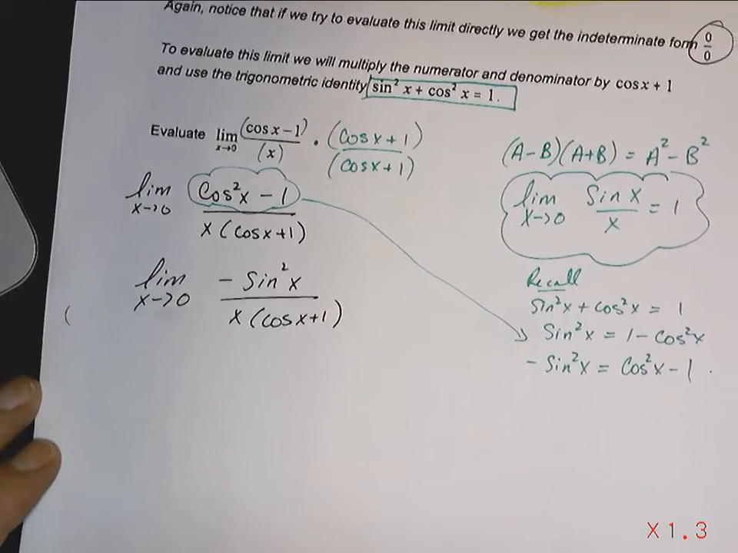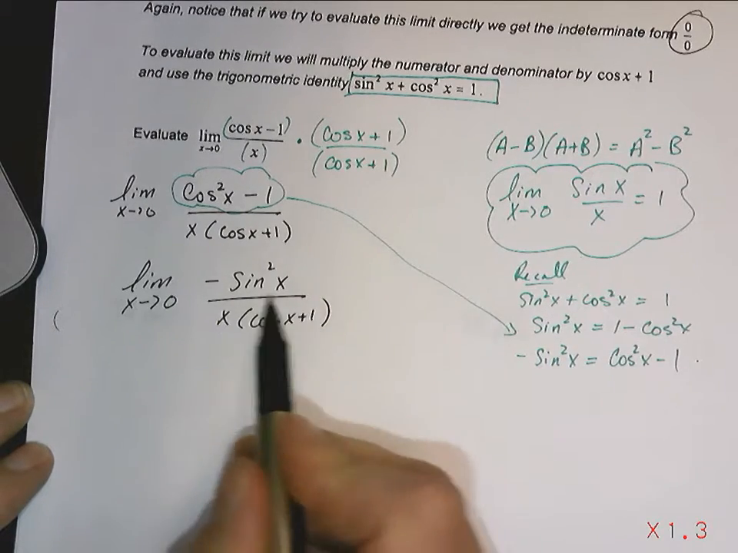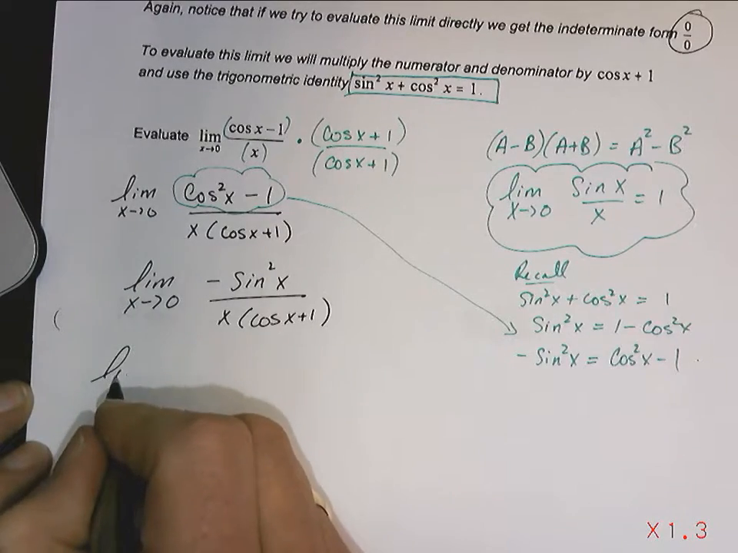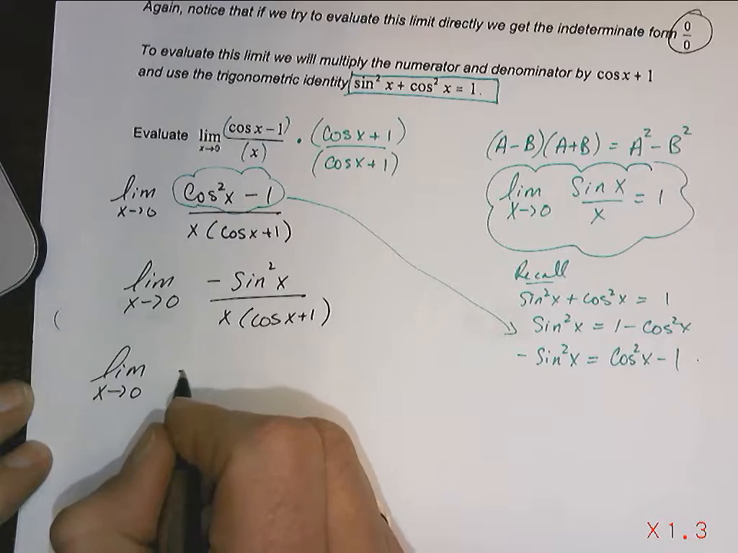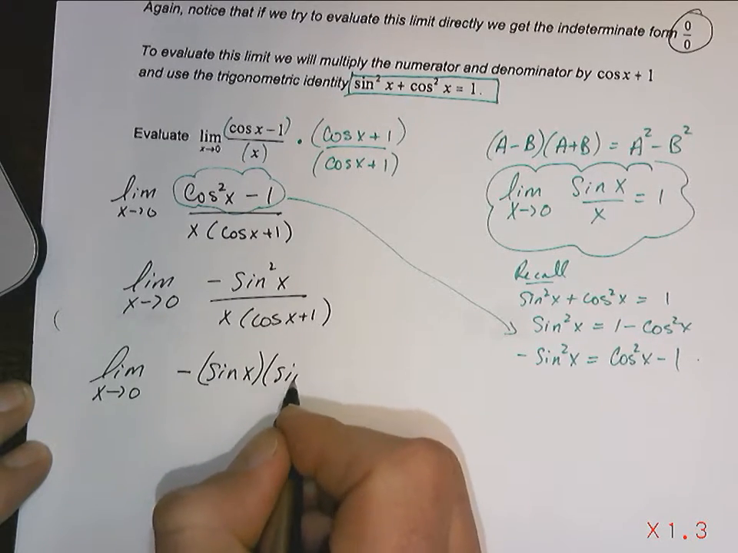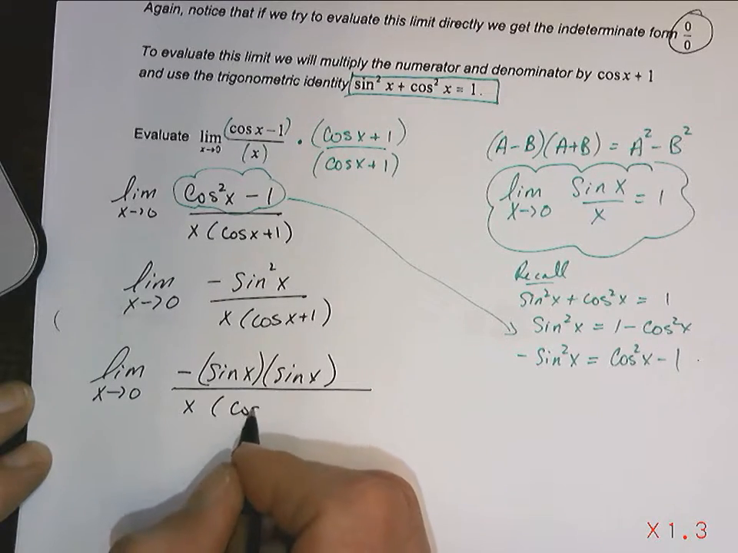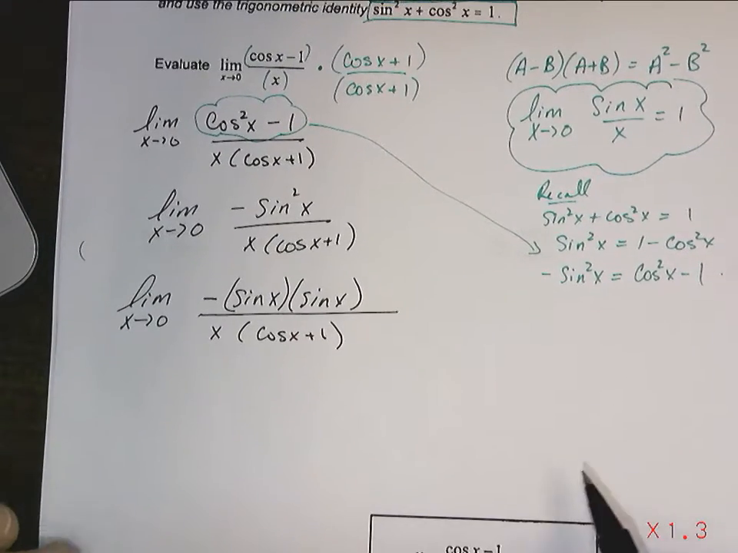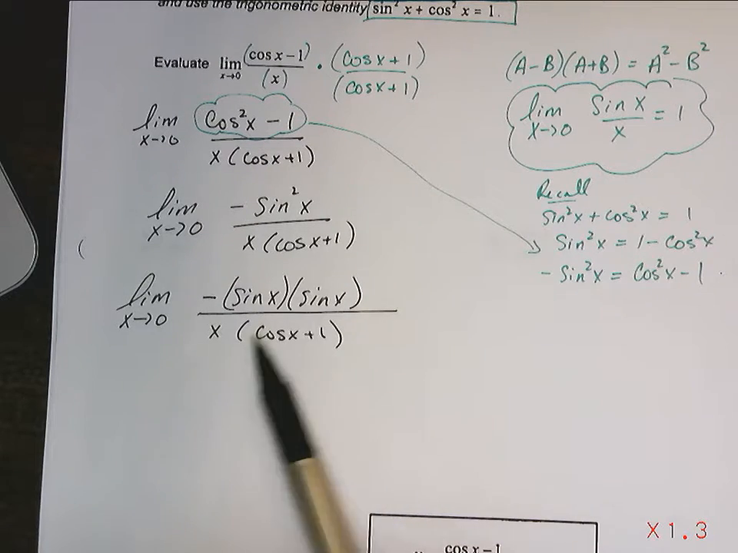Okay, cool. I'd still like a sine x over x. I don't have that. I have sine squared x over x. Let's expand this out using algebra. So it can be a negative sine x, times another sine x, over top of an x and a cos x plus 1. I can mix and match this any way I want. It's like a JCPenney sale. Mix and match any top and bottom.